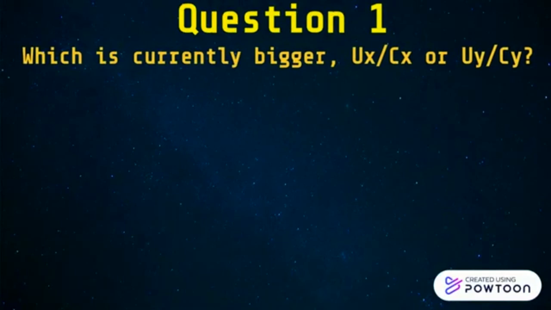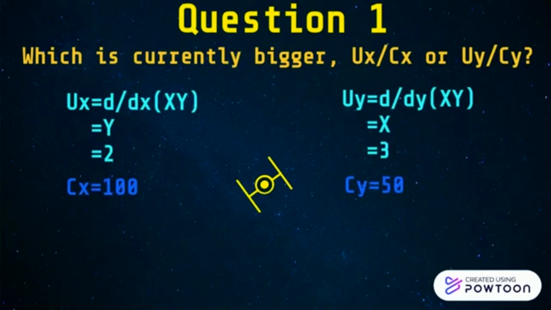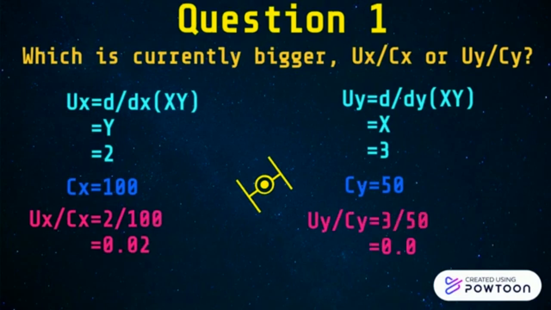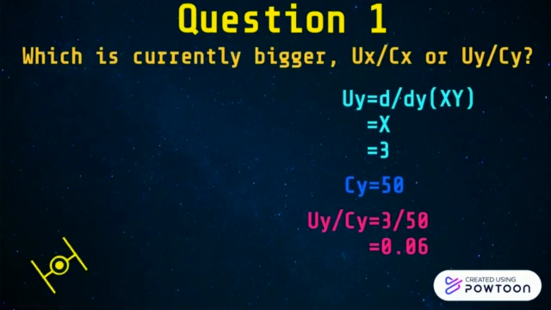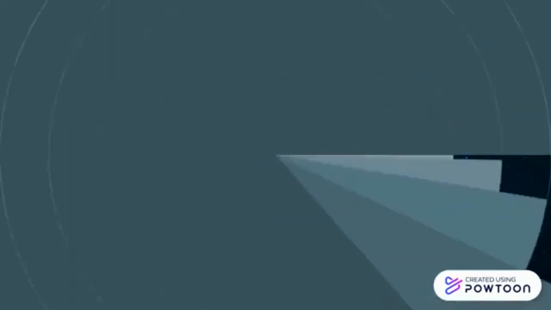For question 1, a comparison has been made after the derivative and substituting the current conditions: Ux equals 2 and Uy equals 3. Then, dividing by the respective prices, we found that the bonds ratio is 0.02 while the barter ratio is 0.06. From this, we can conclude that barter has a higher marginal utility to price ratio compared to the bonds.